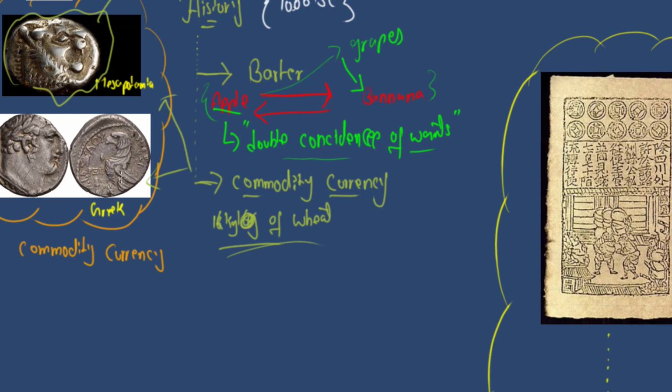Roughly to get that 16 kg of wheat. So I would trade in my coins in return for a commodity, be that wheat, rice, or any other commodity, any other basic essential good or service in the kingdom. Now this is much better than the barter system because we have a form of currency. We have something that you can trade with.